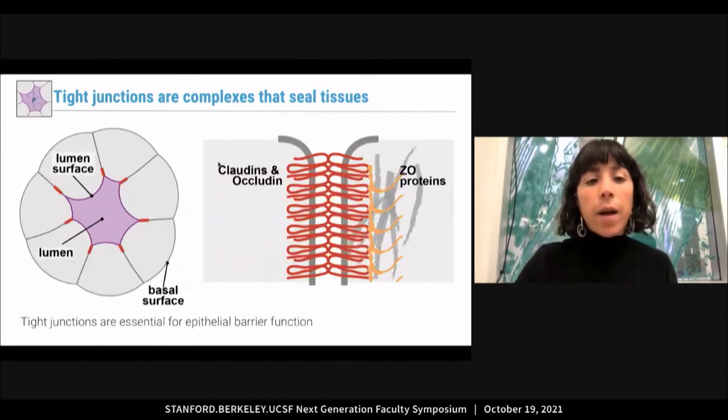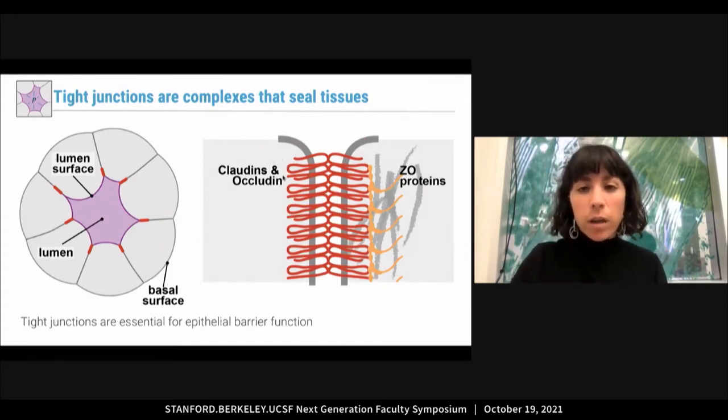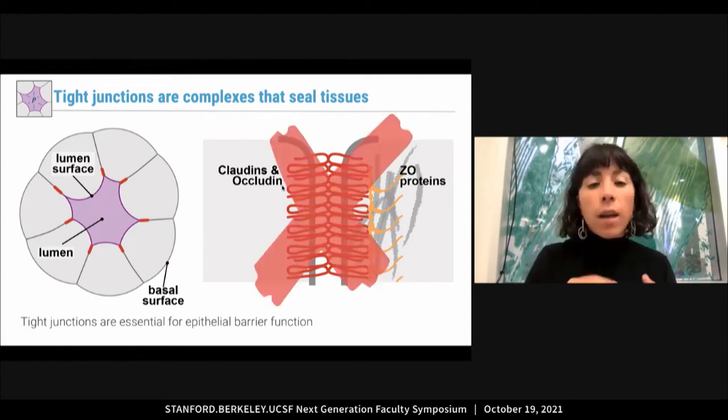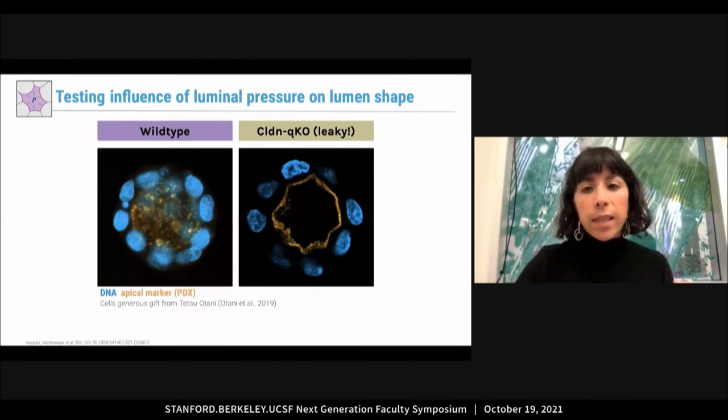You can do this by knocking out 5 of the claudins, which are components of these tight junctions. These tight junctions are essential for epithelial barrier function. When you knock out these 5 claudins, the ability of the epithelium to maintain its barrier decreases tenfold. But surprisingly, even though these cells are extremely leaky, they still polarize, and they still form a lumen.